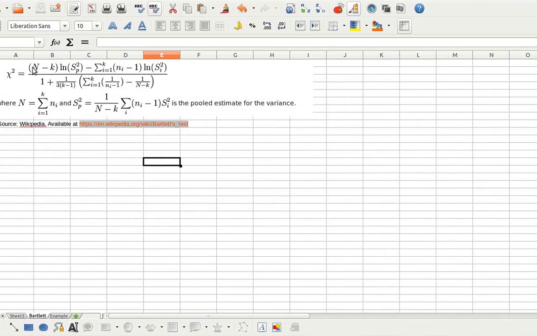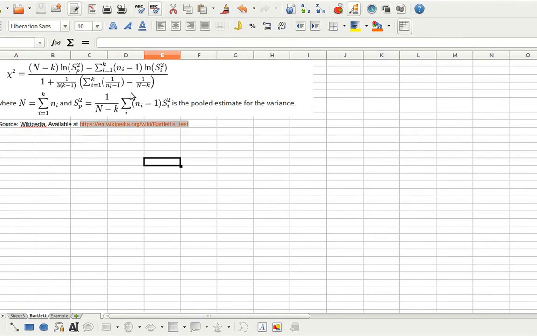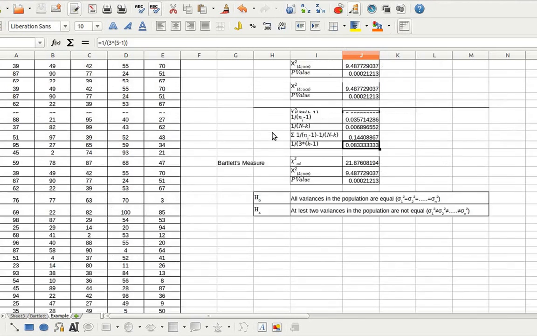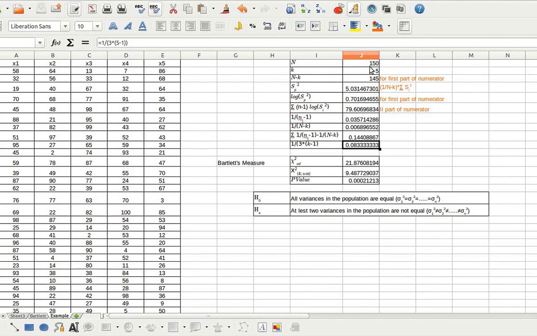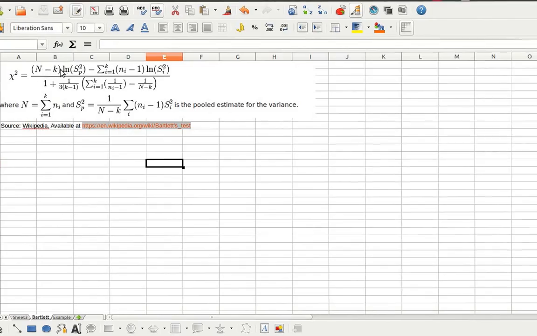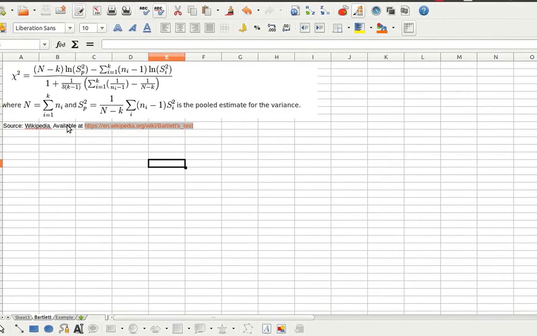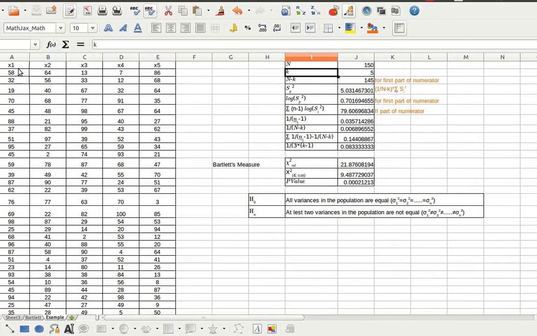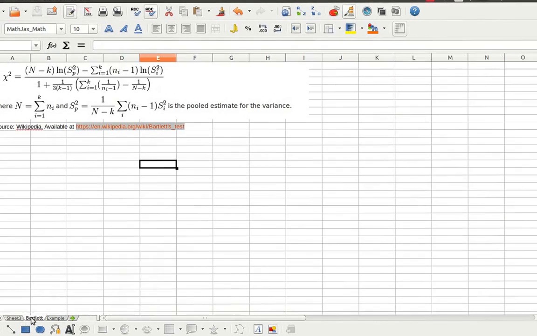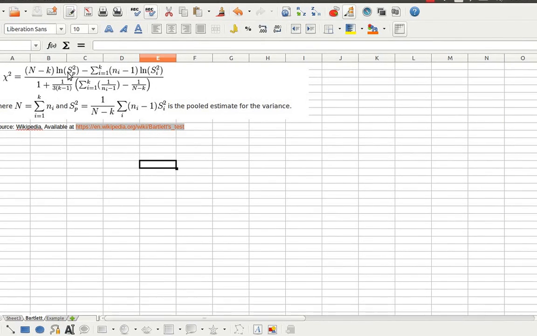So the size of the data set here is 5 multiplied by 30, which is 150. So here you can see that capital N is equal to 150, and K stands for the number of data variables. In my case, there are 5 data variables, and N minus K is the value which we need to compute in order to finish the first term of the numerator.